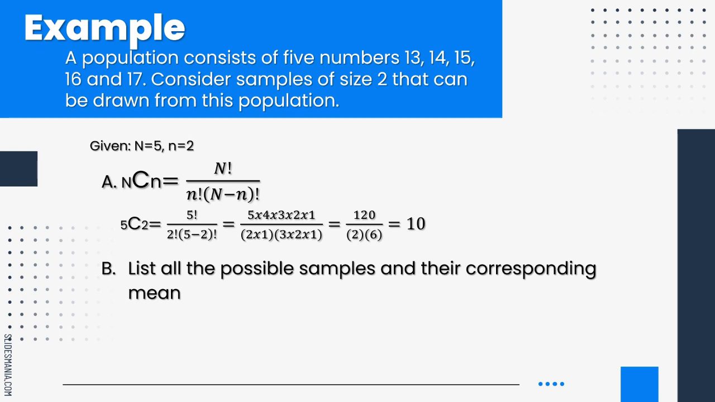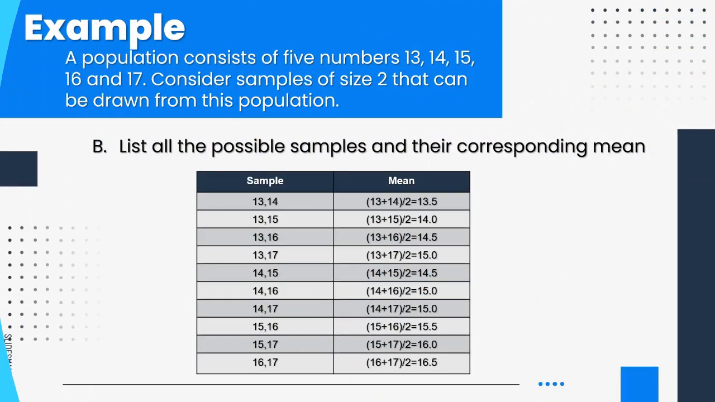Next, list all the possible samples and their corresponding mean. We have 2 columns in our table. We have the sample and the mean. Since we computed 10 combinations of our samples, we have 13 and 14, 13 and 15, 13 and 16, 13 and 17, 14 and 15, 14 and 16, 14 and 17, 15 and 16, 15 and 17, and 16 and 17. We will compute for the mean.